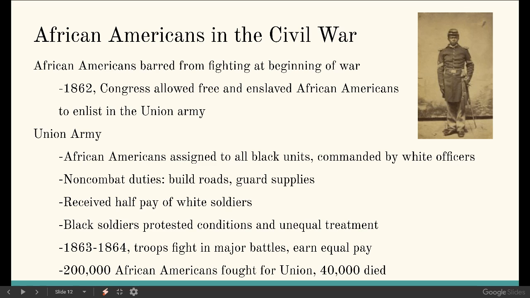They were also paid only half of what white soldiers were given. And so these were some points of contention between Blacks and whites in the Army. And Black soldiers ended up protesting against these conditions and unequal treatment. And so eventually, African American soldiers were given the opportunity to actually fight in some of the major battles that we see from 1863 to 1864. And they also earned equal pay in the Army. So by the end of the war, we've had about 200,000 African Americans fight for the Union, and 40,000 died in service to the United States during the Civil War.